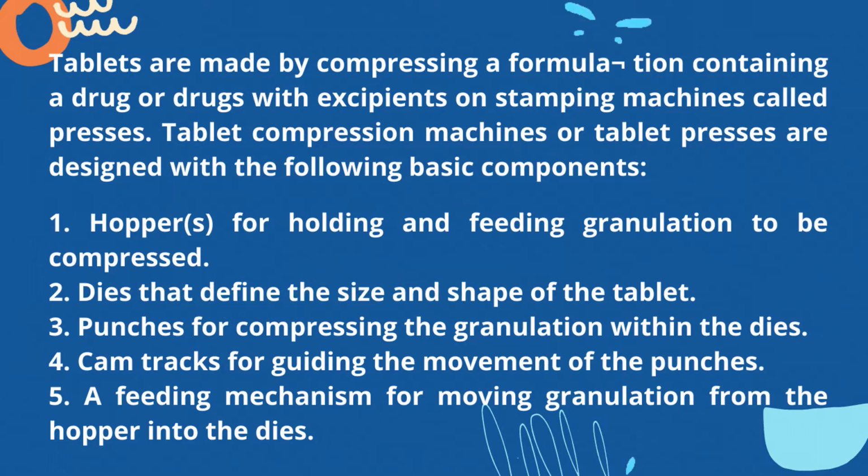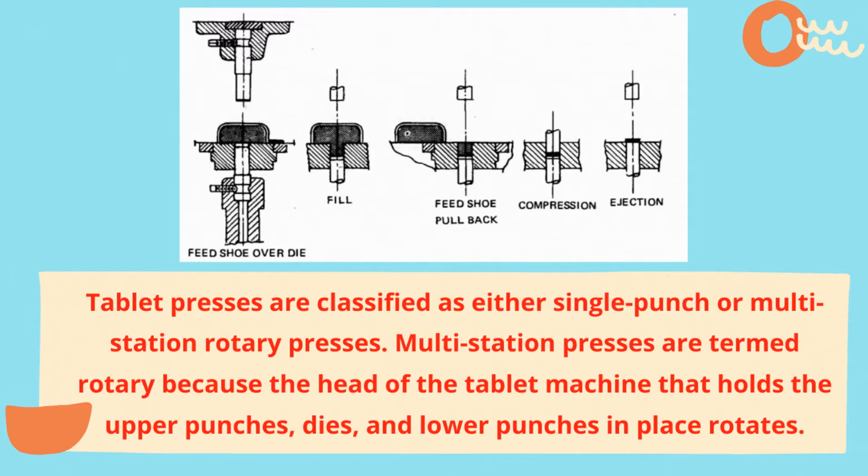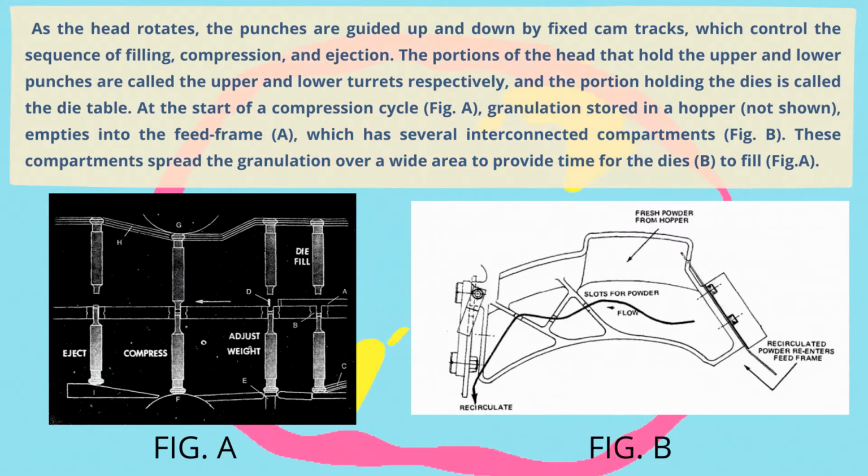Talking about the compression machines, you can understand the compression machine has several parts ranging from the hoppers, dies, punches, cam racks. So it is a circular motion pathway. Tablet presses are basically classified as single punch or the multiple station rotary presses.